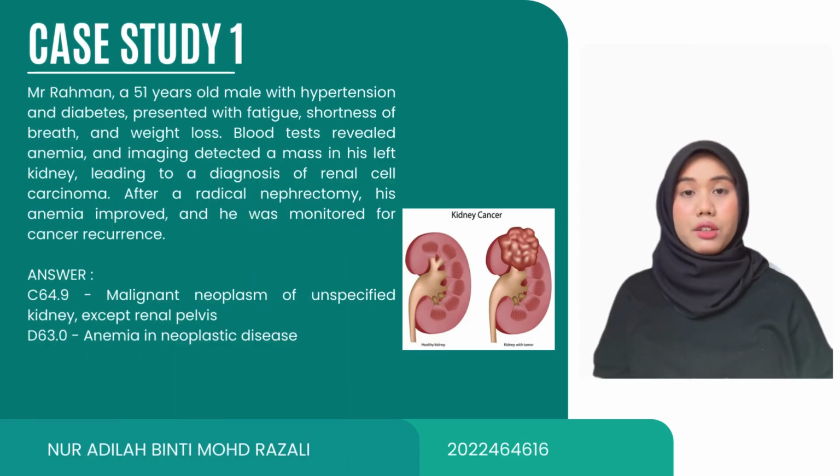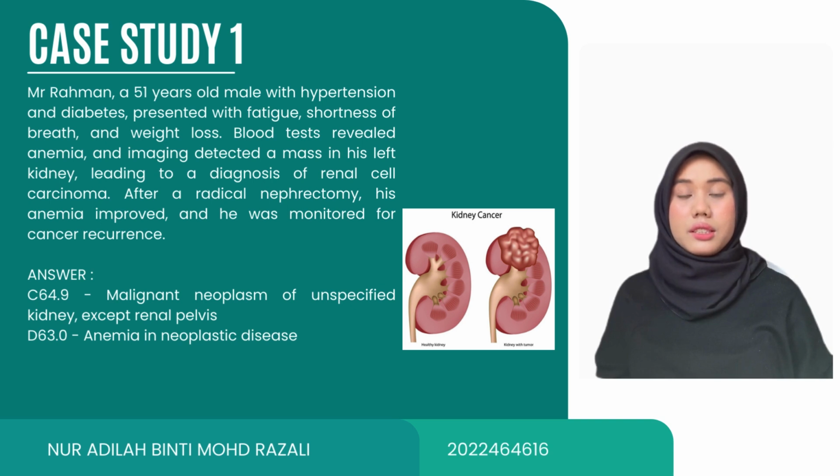Consider the case of Mr. Rahman, a 51-year-old male with hypertension and diabetes who presented with fatigue, shortness of breath and weight loss. Blood tests revealed anemia and imaging detected a mass in his left kidney, leading to diagnosis of renal cell carcinoma. After a radical nephrectomy, his anemia improved and he was monitored for cancer recurrence. The diagnosis codes for his case are C64.9, malignant neoplasm of unspecified kidney except renal pelvis, and D63.0 for anemia in neoplastic disease.